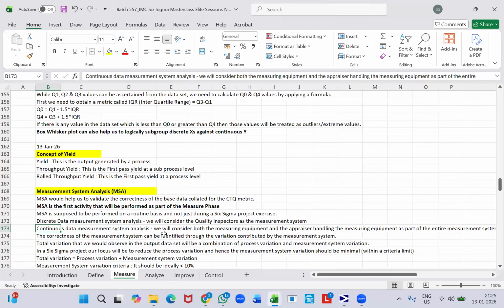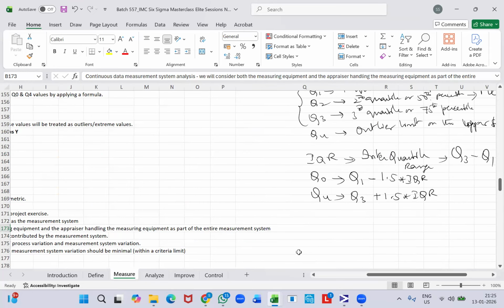But in case of continuous data, we will be handling a measuring equipment and then measuring the unit item. So the measuring equipment as well as the person who handles this measuring equipment will be called an appraiser. So both will be part of the entire measurement system. Clear?